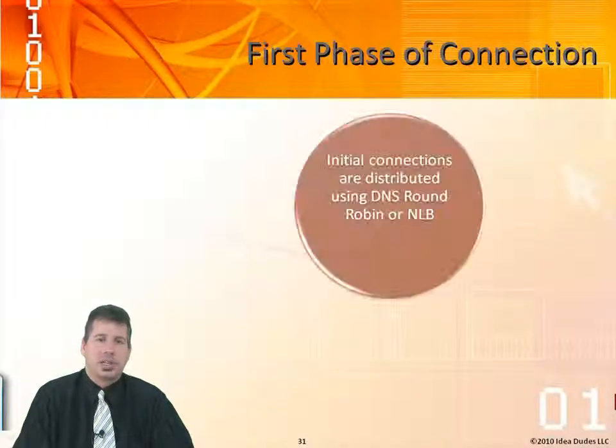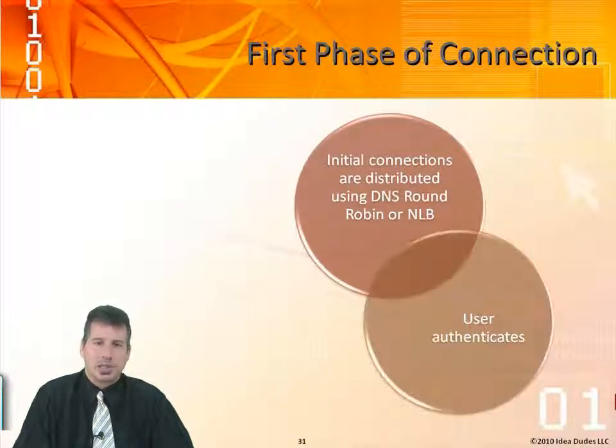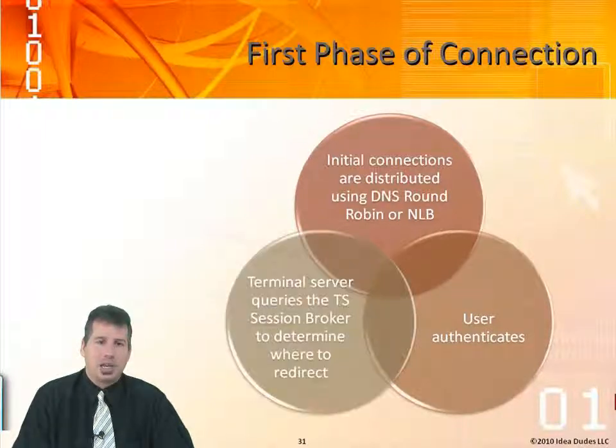So the first phase of the connection is that the initial connections are distributed using DNS round robin or NLB. DNS round robin just uses the same host address with different IP addresses. Now network load balancing does a little bit different. What it does is it checks the heartbeat of the server. If the heartbeat of the server is not available, then it's going to be able to switch over in 2 to 3 seconds. Now the user authenticates, and then the terminal server queries the TS Session Broker to determine where to reconnect.